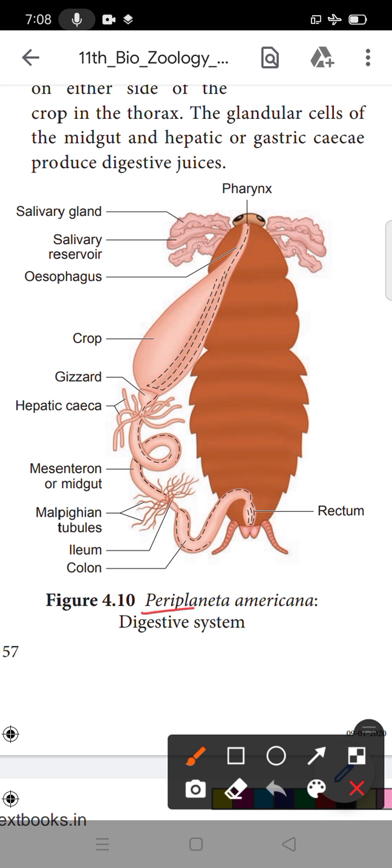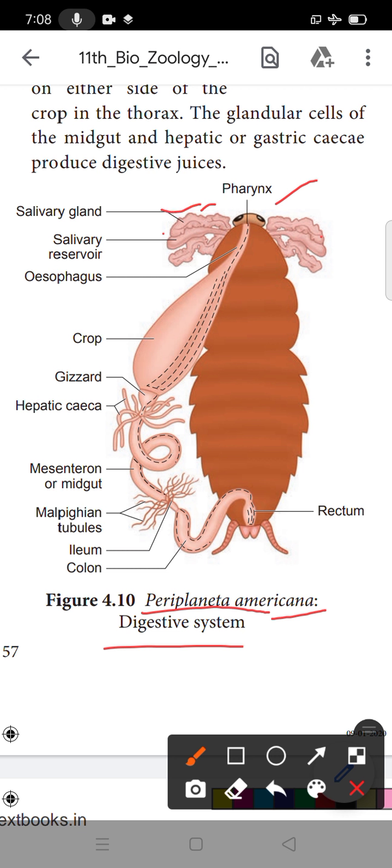This cockroach's zoological name is Periplaneta americana. Okay, so first the pharynx is present, then the salivary gland. A pair of salivary glands is present. What is the role of the salivary gland? The salivary gland secretes the saliva.